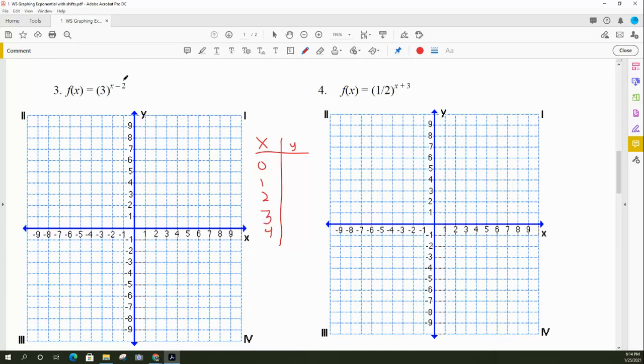Now we plug in 2. 2 minus 2 is 0. Anything raised to the 0 power is 1. Plug in 3. 3 minus 2 is 1. 3 to the first is 3. Plug in 4. 4 minus 2 is 2. 3 squared is 9. Okay, and then 1/3, 1/9.